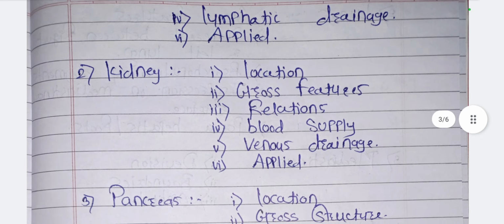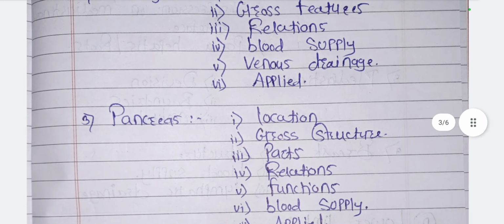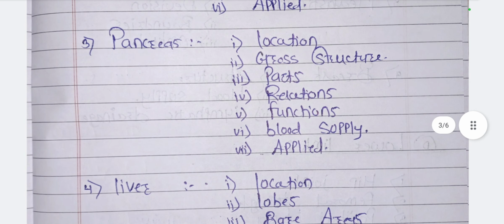Another one is the kidney. Important points in kidney. First one is its location, gross features, relations, blood supply of kidney, venous drainage and applied anatomy of the kidney. Then third one is pancreas: location, its gross features, parts, relations, functions, blood supply and applied.